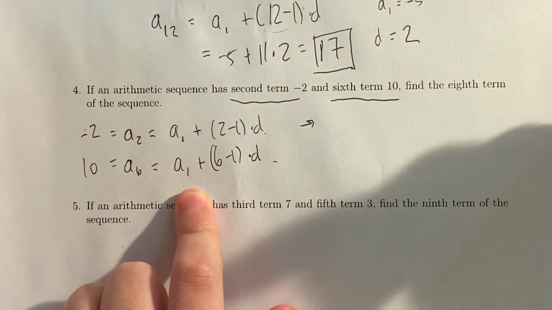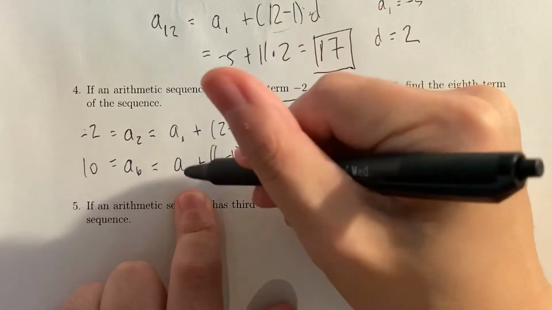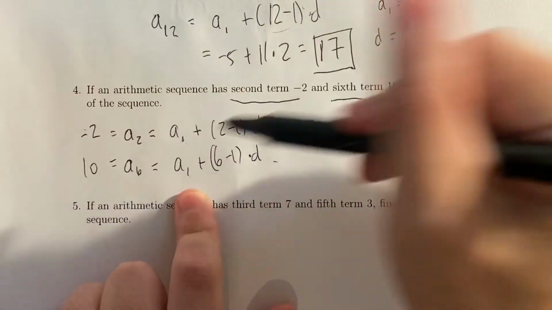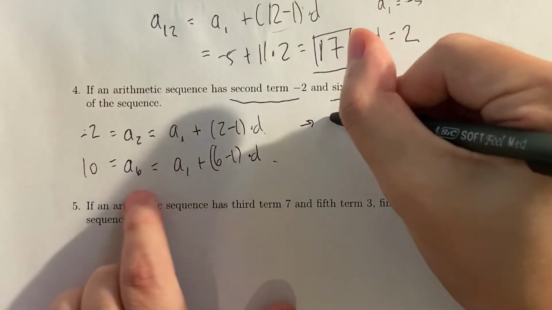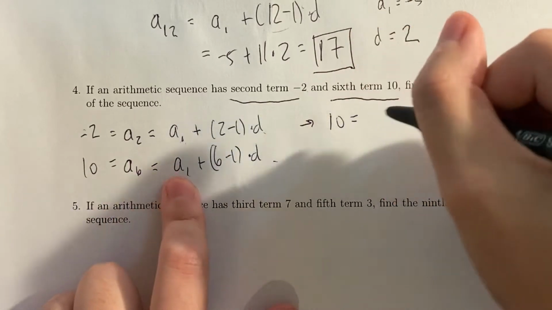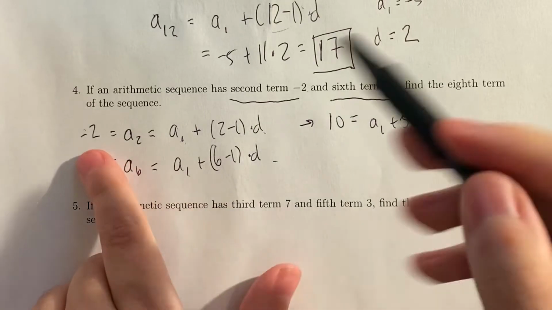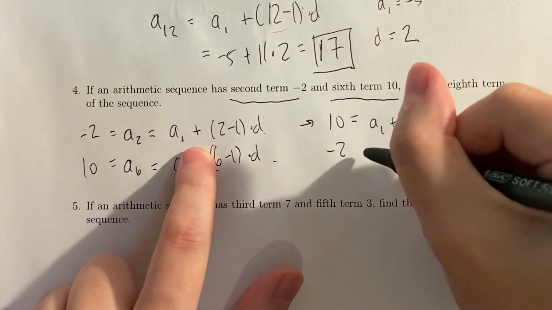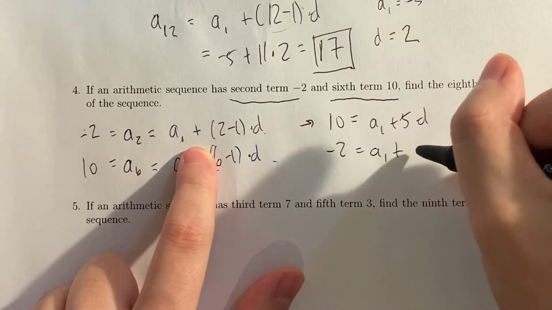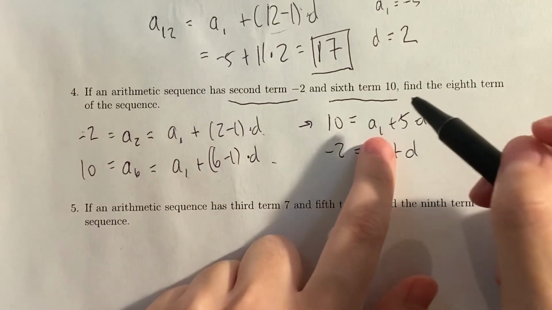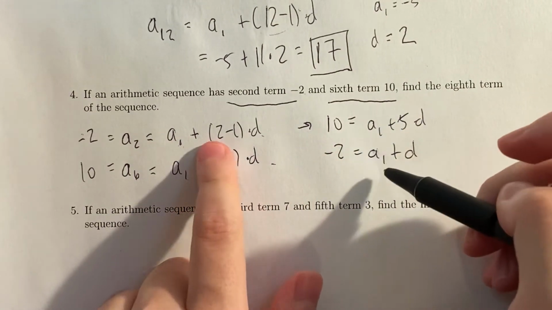because I think the easiest way to solve these systems of equations will always be elimination. So I like my bigger number. This is just sort of a preference. So this is going to be 10 equals A1 plus 5D. Then we have -2 equals A1 plus 1D. All I'm doing is just simplifying 6 minus 1 and 2 minus 1.